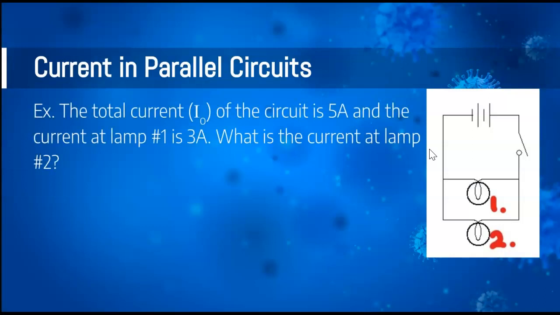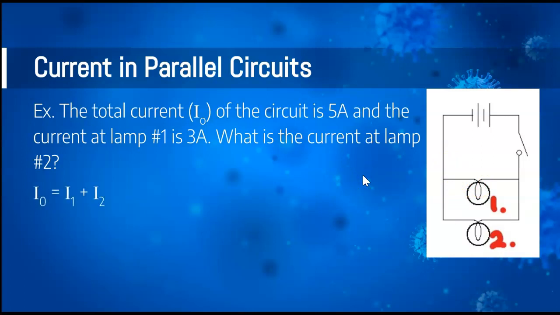Let's say the total current of this circuit is 5 amps. So if I take a measurement right here, it's going to tell me that the current is 5 amps. And the current at lamp number 1 right here is 3 amps. Well, then what's the current at lamp number 2? Well, I have 5 amps here, and then at this point here, some of the current, so some of the electrons will go this way, and some of the electrons go this way. So if 3 amps go this way, how much is going to go that way?